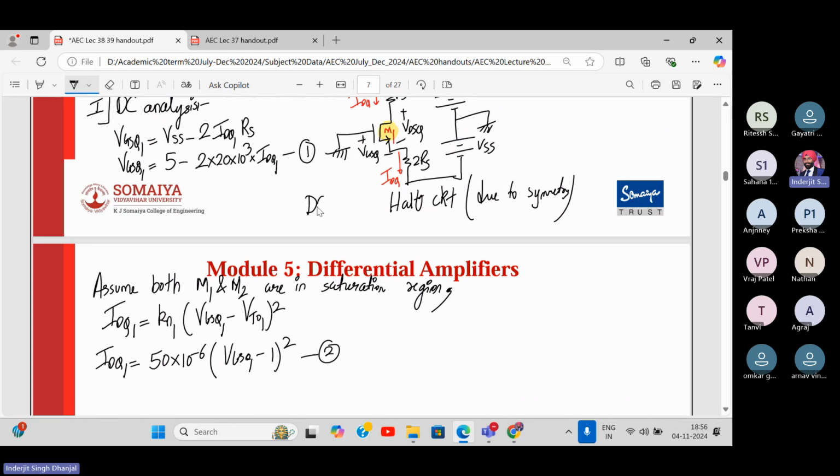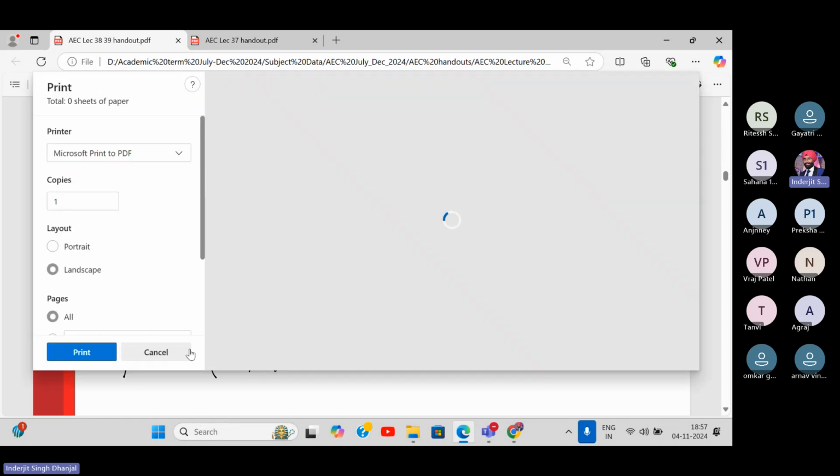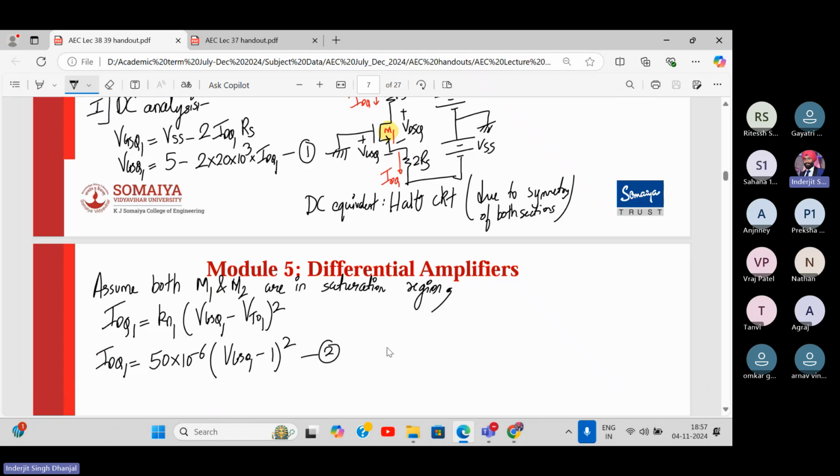So this is basically the DC equivalent half circuit due to symmetry of both sections. We can add a point over here. Completed up till equation number 1 and 2. Sorry for this. Yes or no?